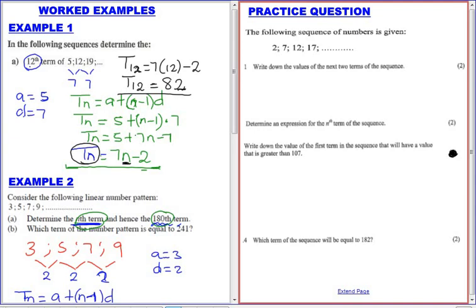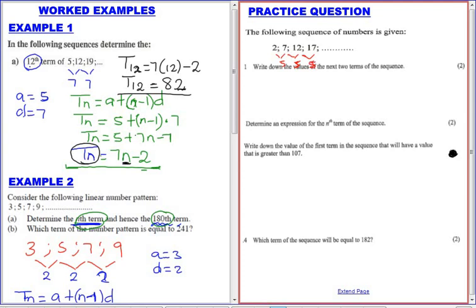So the first thing was to write down the value of the next two terms. So you first of all have to establish what type of sequence you've got. So 2 to 7, that would be 5, and even here it's 5. I have a feeling we did something of this sort. Maybe just a few minutes ago. Well, this is still 5. It was just slightly different.